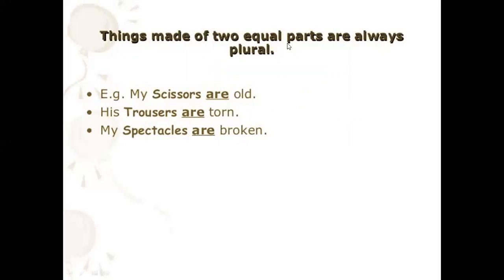Things made of two equal parts are always plural. For example, my scissors are old. His trousers are torn. My spectacles are broken. So things made of two equal parts are always plural. Here, scissors, trousers, spectacles have two parts, so they always take a plural verb.